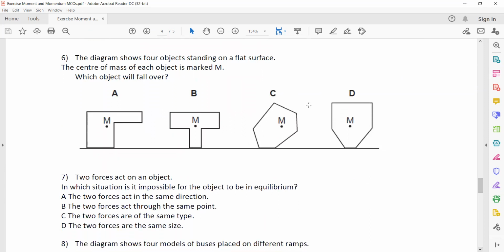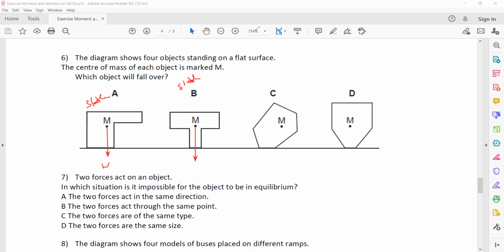In question 6, the diagram shows 4 objects standing on a flat surface. The center of the mass of each object is marked as M. Which object will fall over? So how do we identify which object will fall over? When we draw the direction of the weight, if the weight is passing through the base, the object will be stable. Same thing here, when we draw the direction of weight, it is passing through the base. So this object will be stable. Stable means it will not topple.